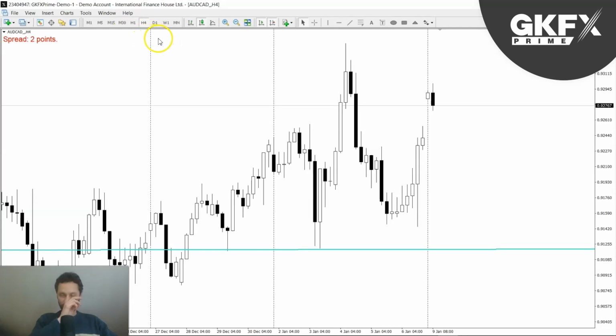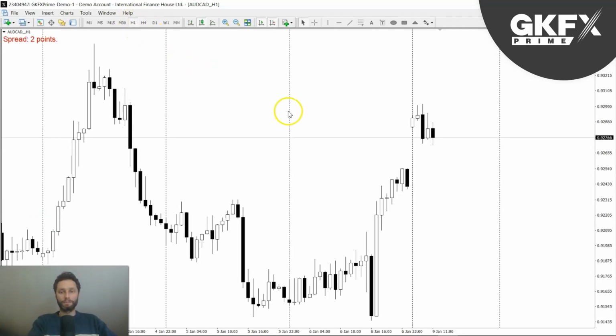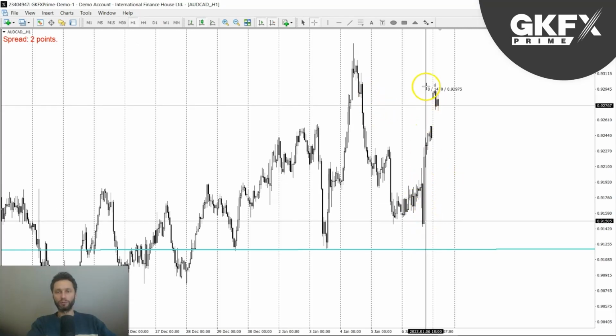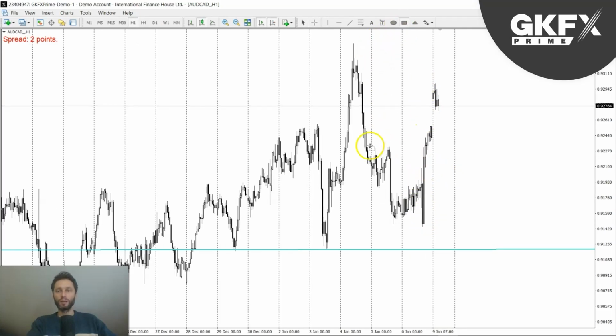Here's the 4 hour. Right, here's the 1 hour. It's a little bit clearer here. You can see this big move push up on NFP. I'm looking at this possible level as the area that I'll be interested going higher from.